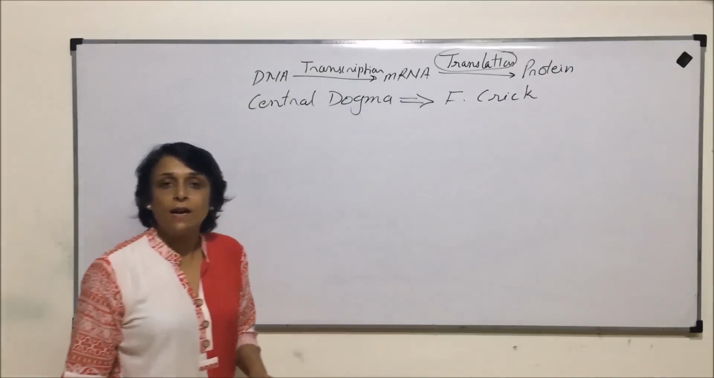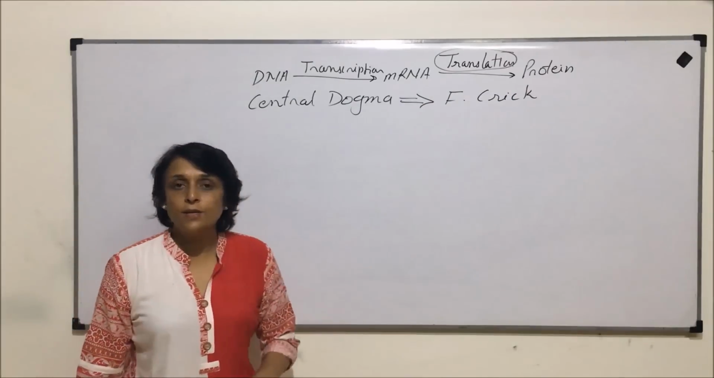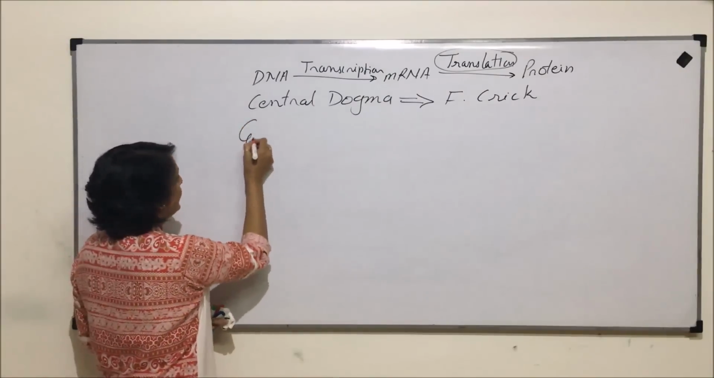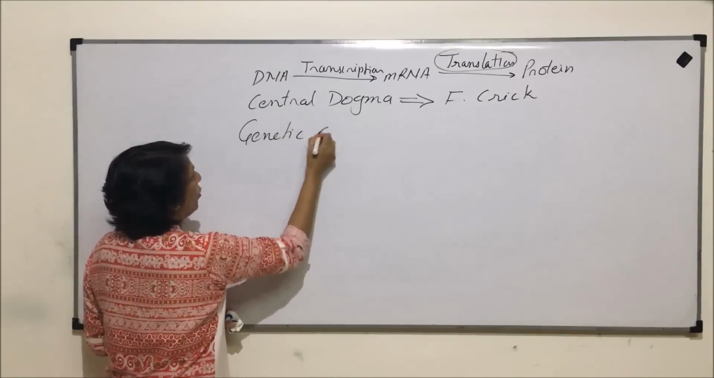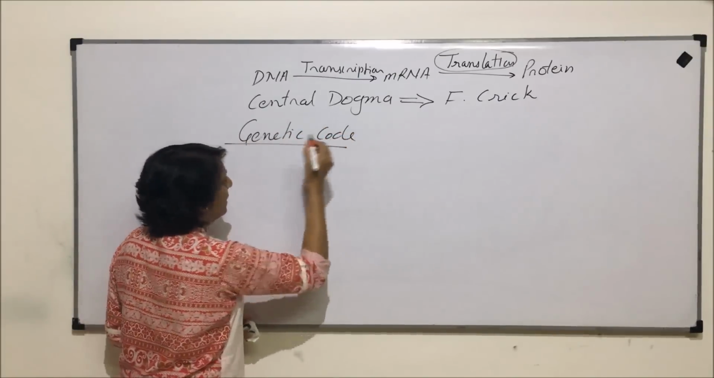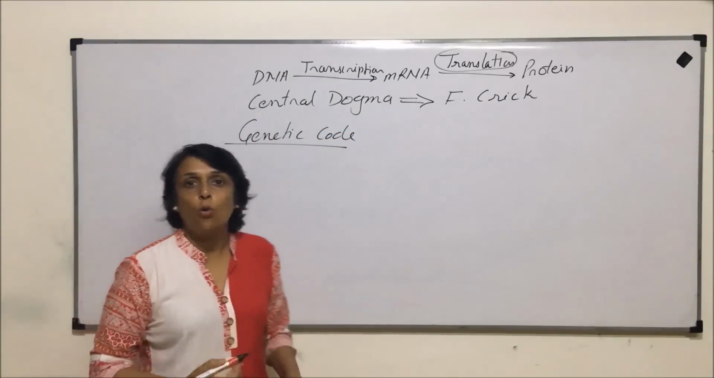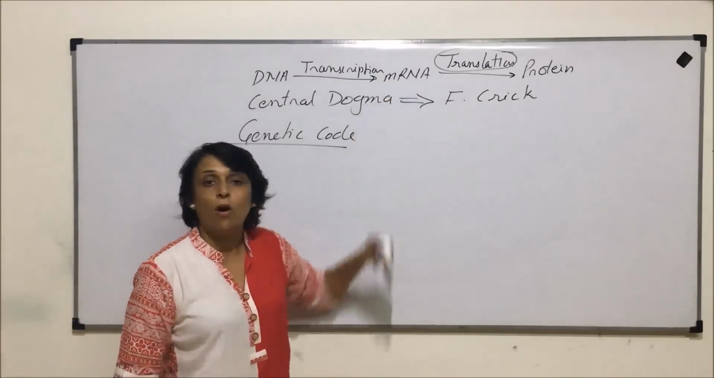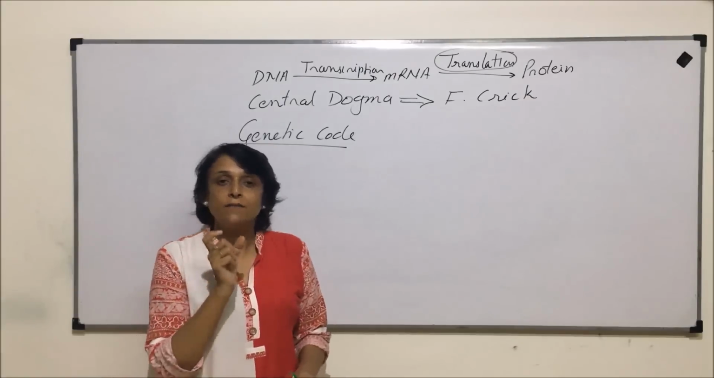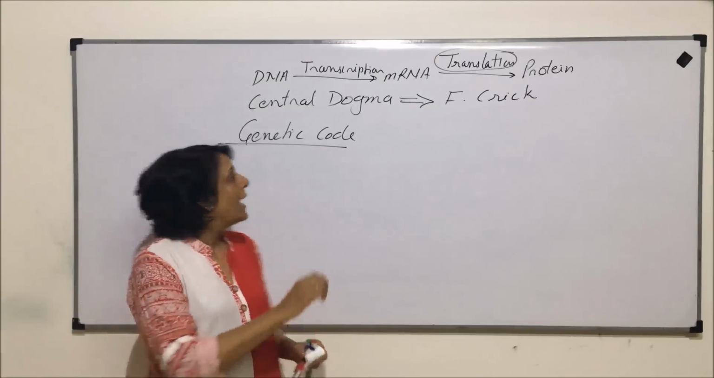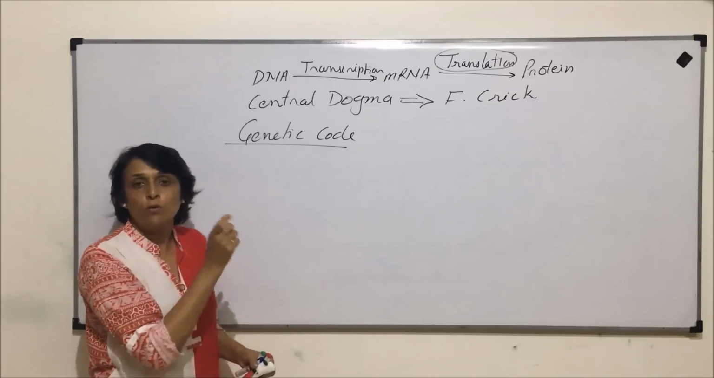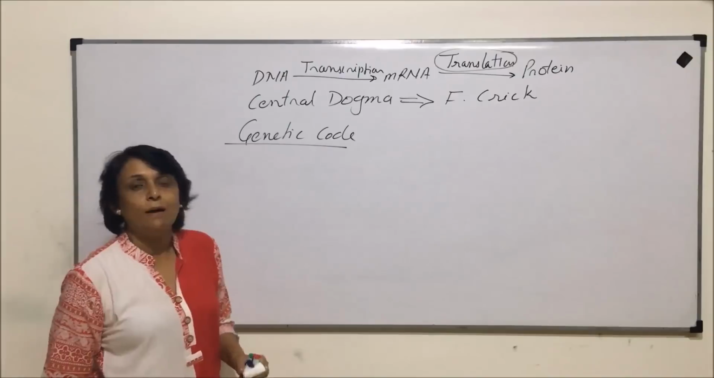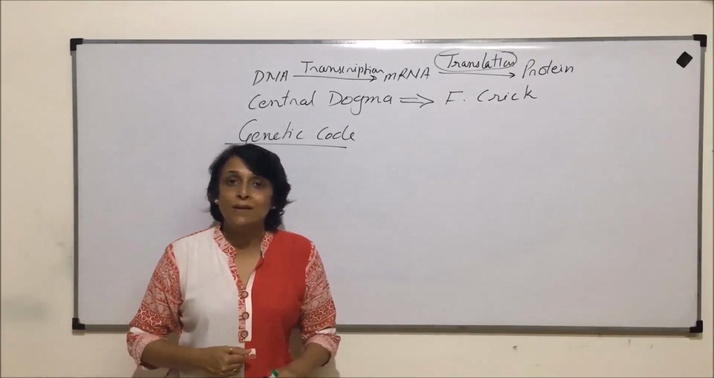Before we actually take up the entire process of translation, we need to understand one very important thing, that is the genetic code. Up till now, we have just used the word code. The information on DNA is transcribed on mRNA. So what is that information in form of? And those codes are triplet codes, which we call the genetic code. We already know about this, so it is easier for us to understand.